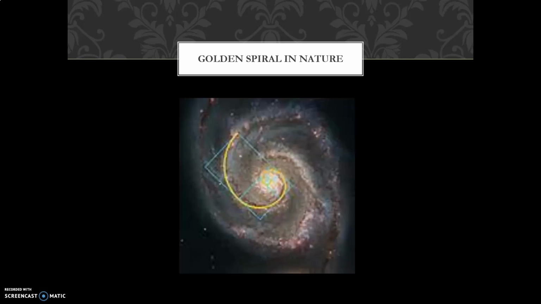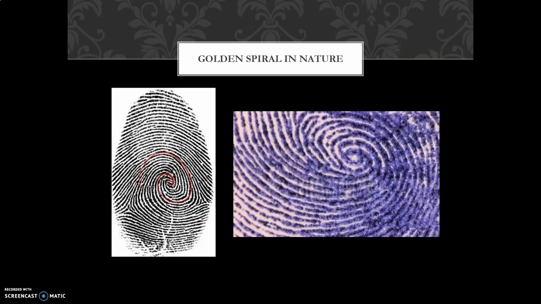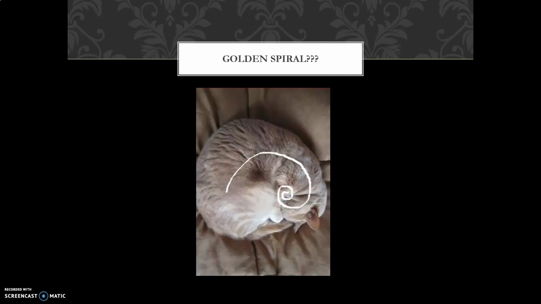The bands of the Milky Way follow that pattern. And I do believe fingerprints are also true golden spirals. Well, we'd have to look that up, but I think I did, and I saw that it was in fact a golden spiral. And well, you can decide whether or not this is a golden spiral.